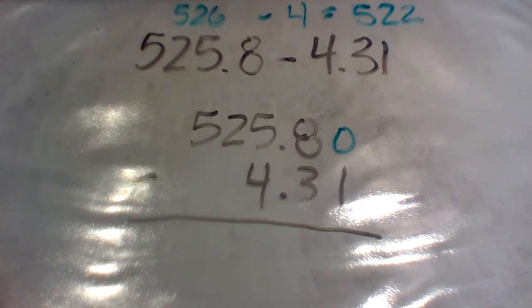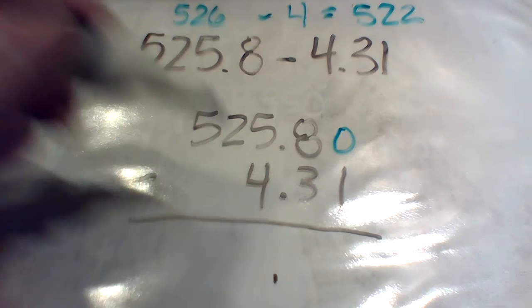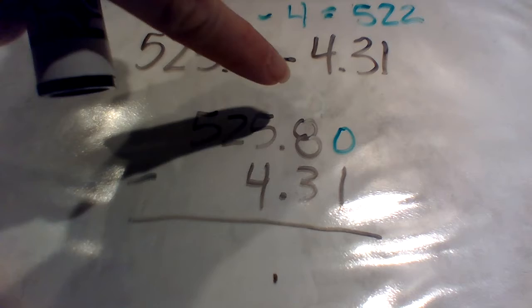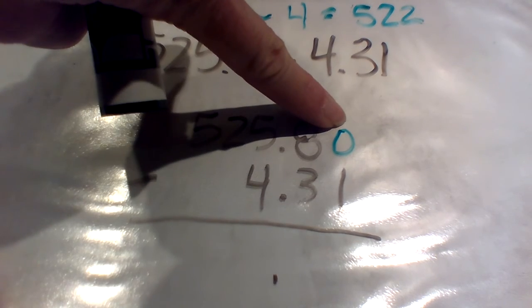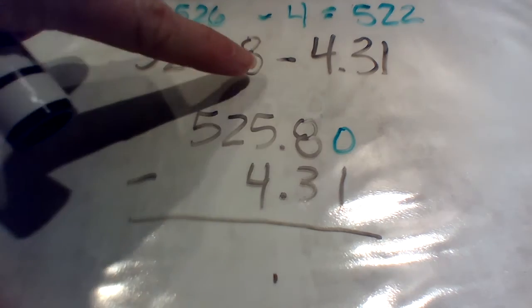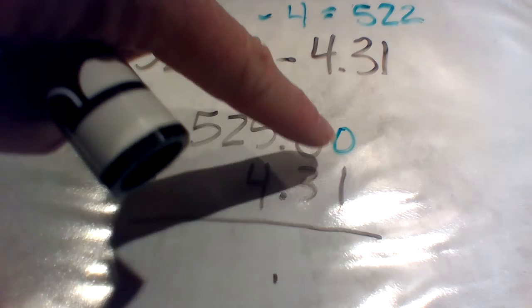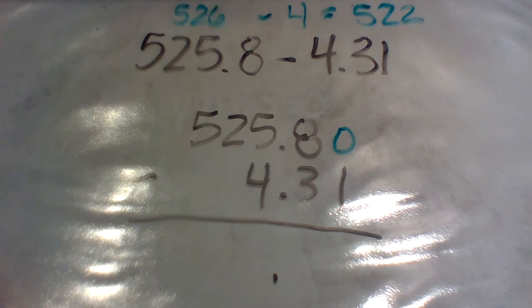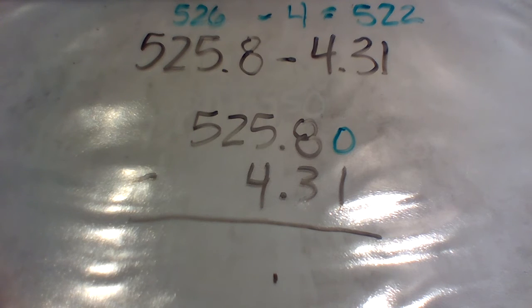Okay, so I rewrote my problem, and I forgot to bring that down. I wrote the 0 that I put in as my placeholder in green, so you can see what I added. Because when I do this problem, remember this is 8 tenths, and this is 31 hundredths. I needed my place value holder. Whenever we have a decimal, I could keep adding zeros. It does not change the value of that number.